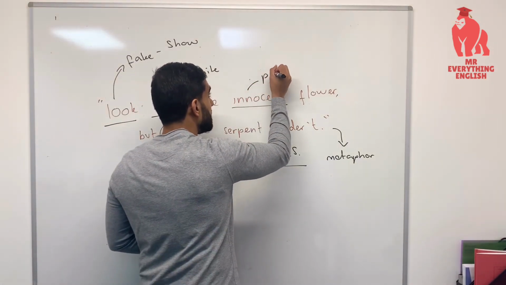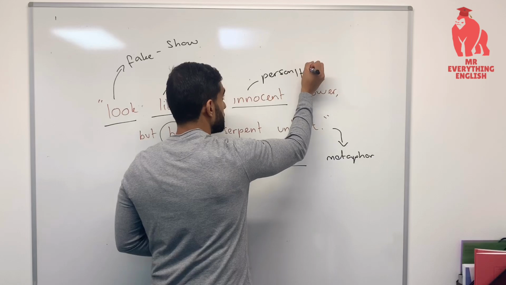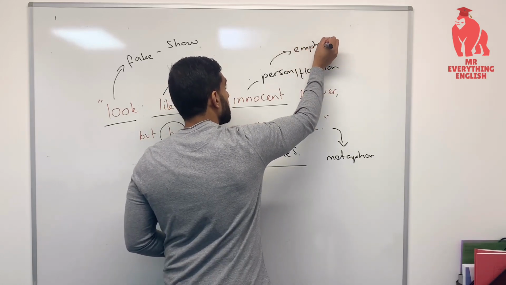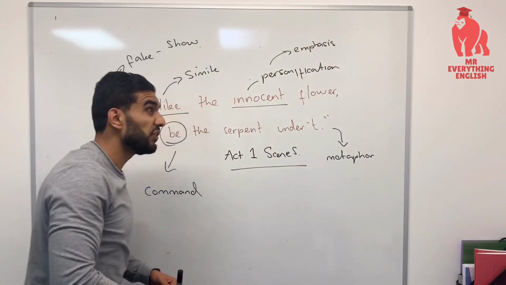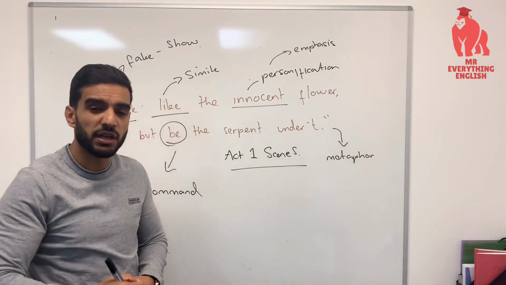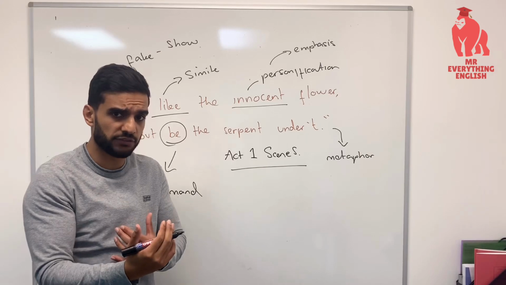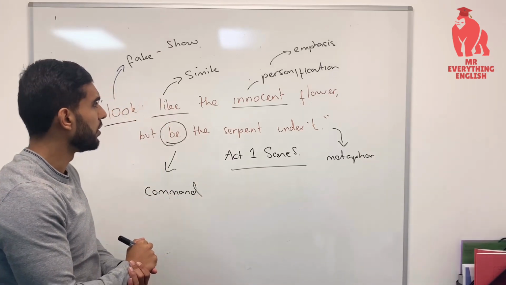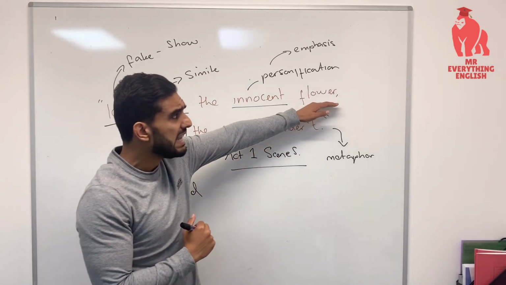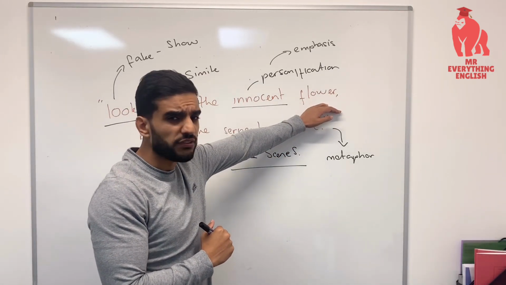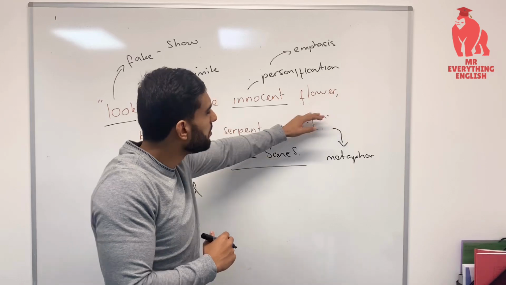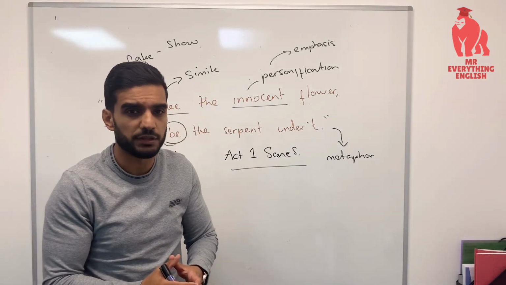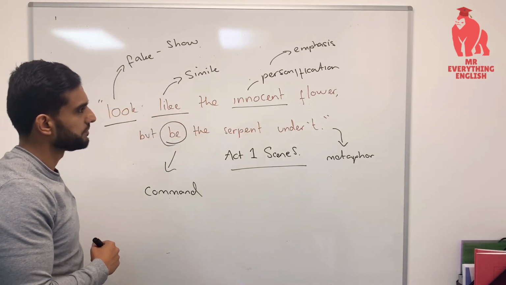Guys, first things first is personification. But guys, the second thing is emphasis. She emphasizes how important it is that Macbeth looks completely innocent. Completely innocent. Look like the innocent flower. Don't just act a little bit kind of nice. Don't just be a little bit nice, but completely behave as though you haven't got a clue what's happening. Look like the innocent flower.